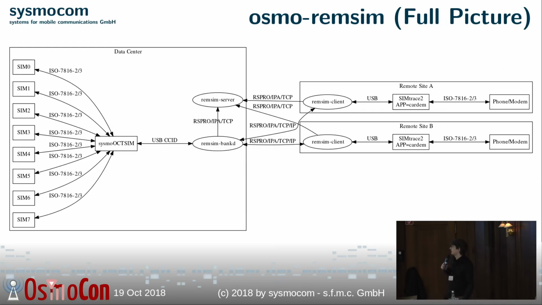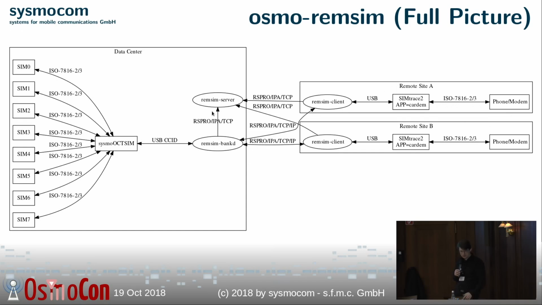So the full picture in a more real deployment looks something like this, and it's still a very small deployment. So we have something which we call the Sysmo Oct SIM here, but you could also just as well have 8 individual USB card readers on the left-hand side that attaches to various SIM cards. And you have the Bank Daemon still in your data center. And on the client side, you of course have multiple of these, and each of them has a REM SIM client and a SIMTrace2 device and a phone or modem. And you have RS Pro-based connections in between.